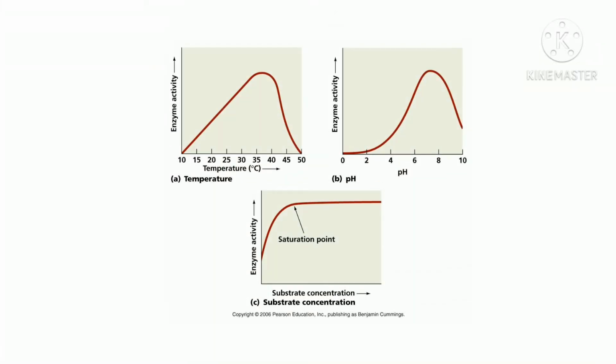Temperature. Reactions occur more rapidly as temperature rises, as long as the enzyme is active; heat can denature enzymes. pH. Enzyme structure depends on pH. pH affects the charge of R groups and protein structure. Substrate. Reactions occur more rapidly as substrate rises. Saturation occurs when substrate is high enough.